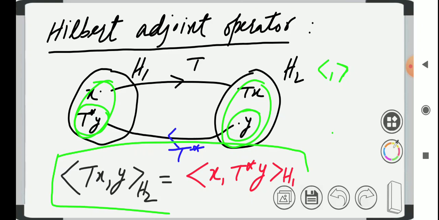You might have studied that corresponding to a matrix you can define an adjoint of this matrix. Although we did that for finite dimensional spaces, here the adjoint is defined on any Hilbert space, which can be infinite dimensional as well.